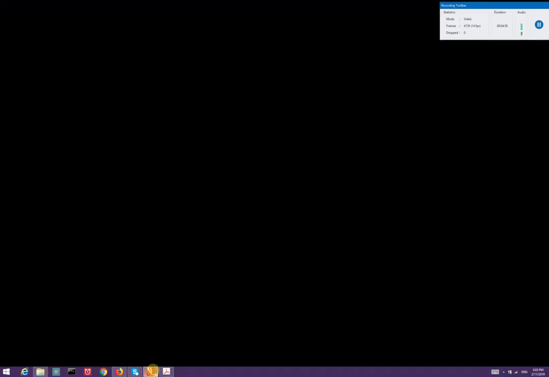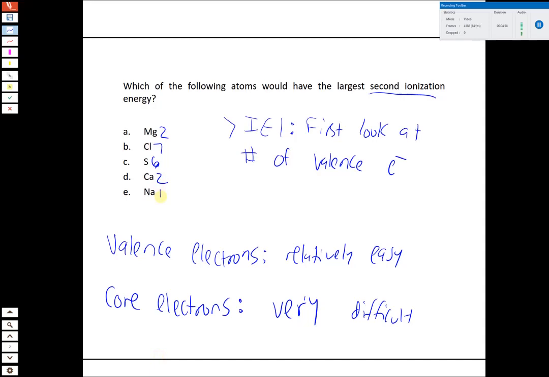So then looking at these answer choices, remember that second ionization energy refers to removing the second electron. So for magnesium, the second ionization energy is going to remove the second valence electron. Chlorine and sulfur, we're still removing valence electrons. Calcium, second ionization energy is removing a valence electron. But for sodium, we only have one valence electron. So the second ionization energy is going to involve core electrons, or removing one core electron specifically.